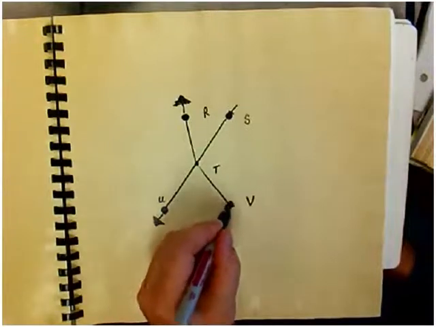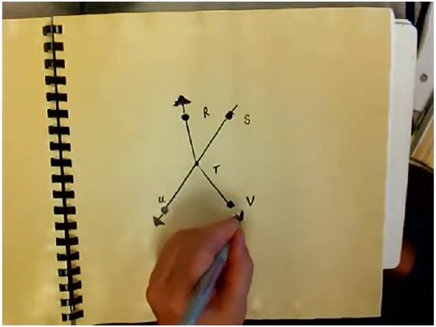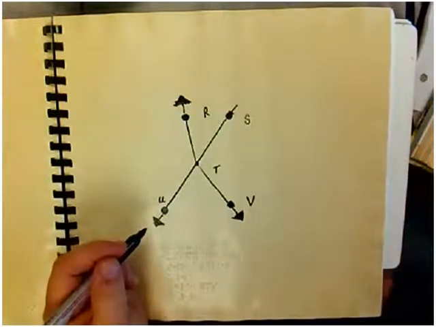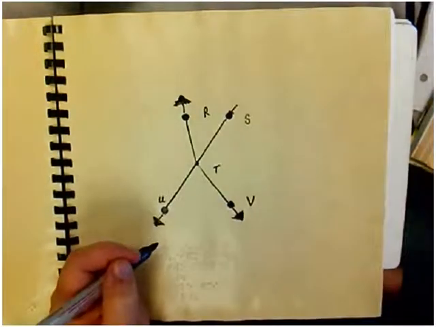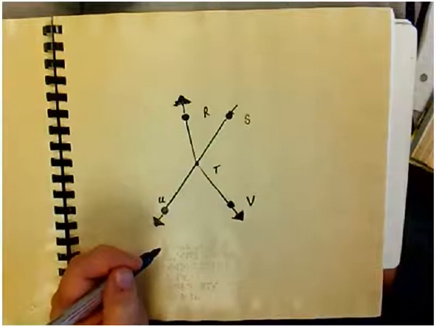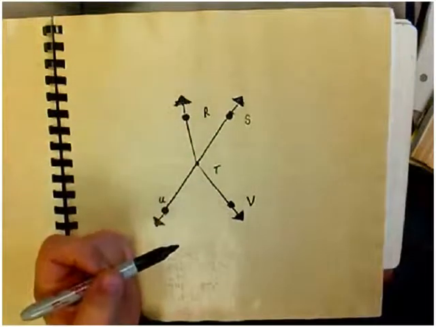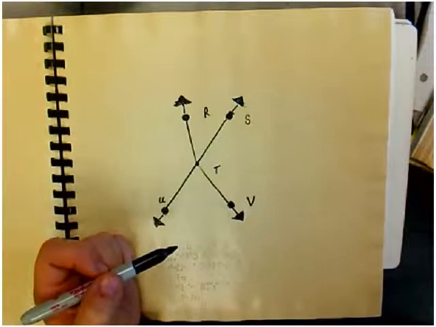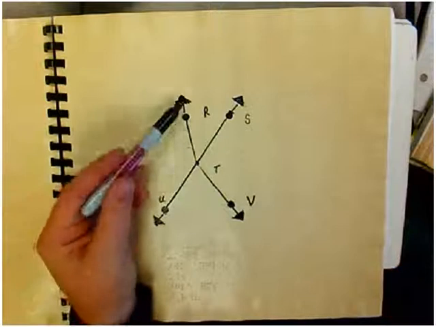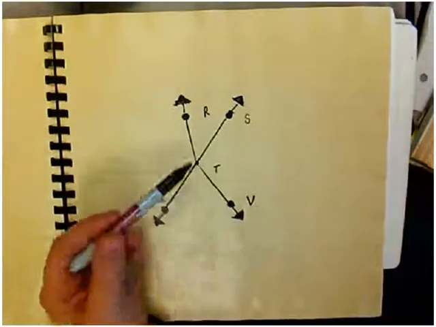Notice that RTV is not a line. But STU looks like it's probably a line. And we are told that TU and TS are opposite rays. When you hear opposite rays, you immediately get to say, aha, I have a line, because you learned in chapter 1 or 2 that opposite rays form a line. That was one of our definitions, right? So TS and TU are opposite rays, so we know we have a line. But they did not tell us that TR and TV are opposite rays.